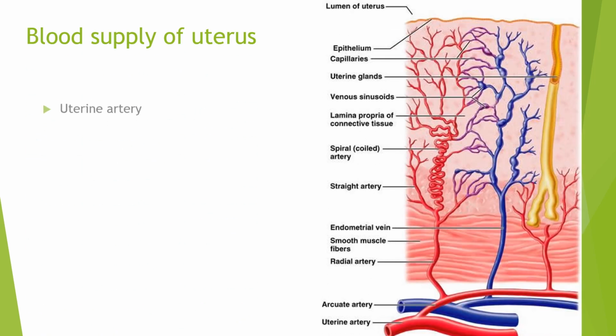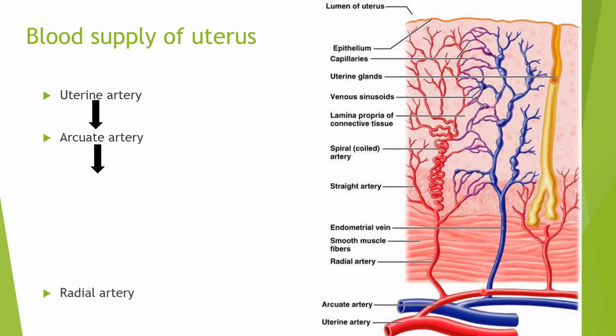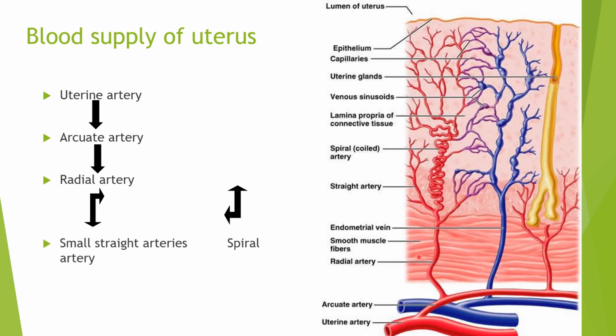So what is the blood supply? This is also very important. The main blood supply to the uterus is the uterine artery. It gives off many arcuate arteries. Arcuate arteries then anastomose with each other and give rise to the radial arteries. Then these radial arteries further divide into two branches. One is the smaller straight arteries, which supply the stratum basalis of the endometrium, and the other is the coiled artery, which supplies the stratum functionalis.